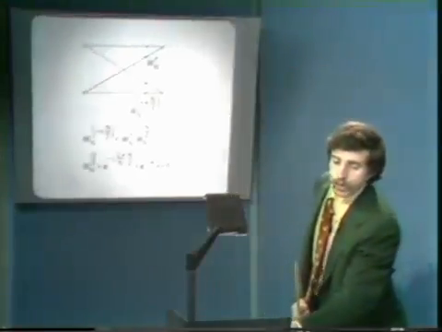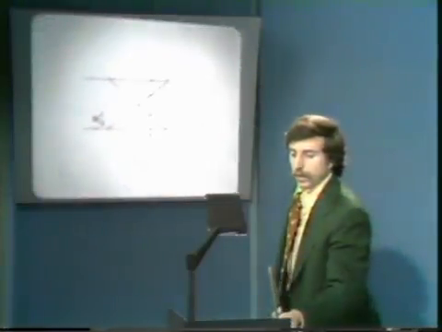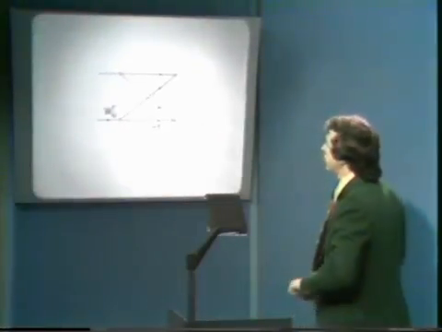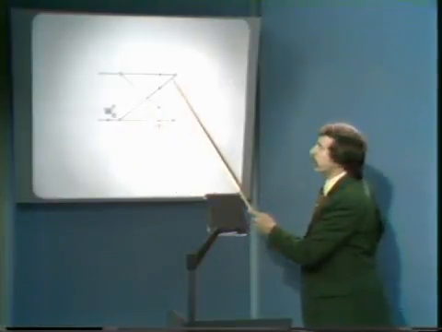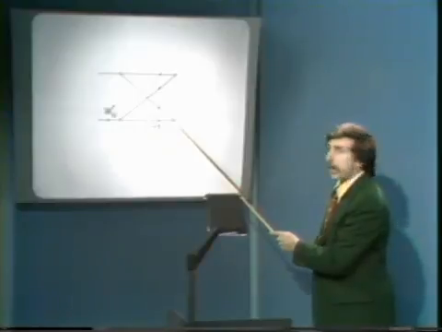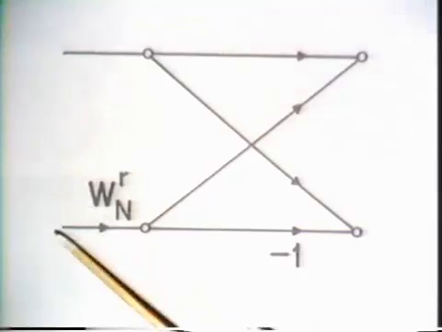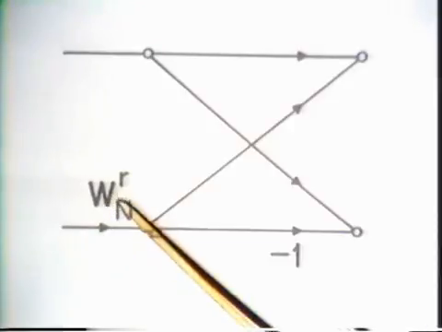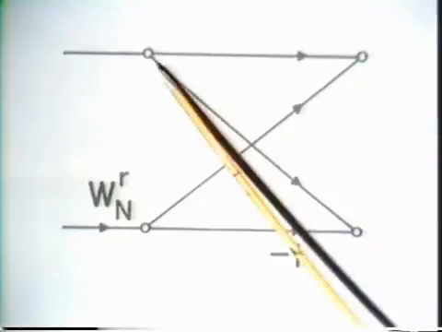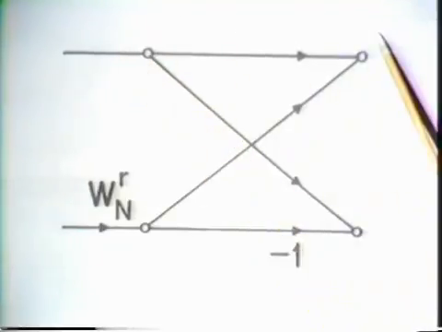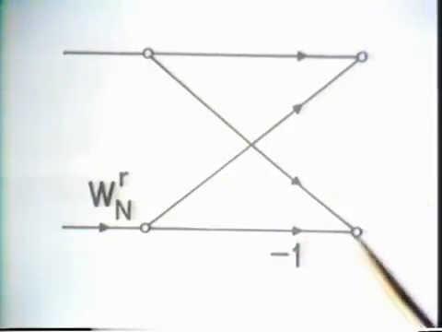Consequently, we can redraw the butterfly so that rather than implementing that multiplication in both the branch going to the top node and the branch going to the bottom node, we simply multiply the value coming into the butterfly by W sub n to the r, and then add it to this value at the top node and subtract it from this value at the bottom node.